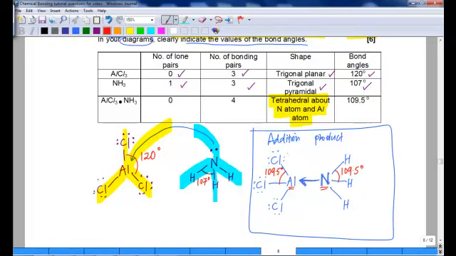And take note of how you actually write it out. Tetrahedral about, or we say with respect to, nitrogen atom and aluminium atom. Okay, that's how we say it. So you notice this aluminium has 4 bond pair, 0 lone pair. Similarly to this nitrogen, 4 bond pair, 0 lone pair. So that is how you draw your answer.